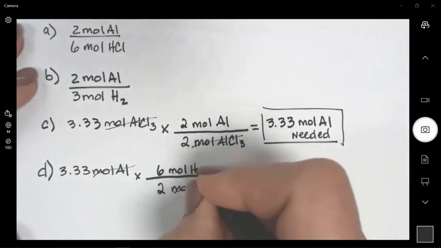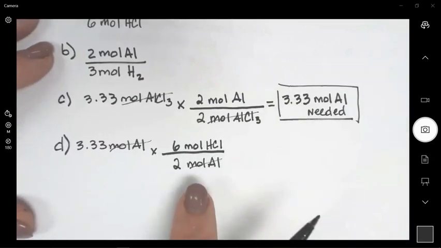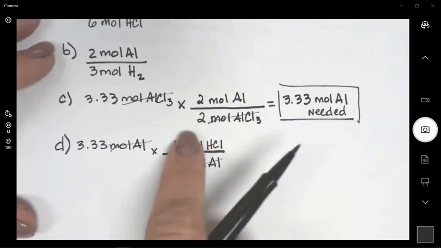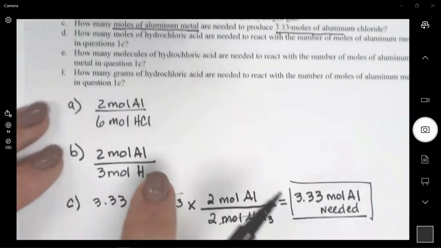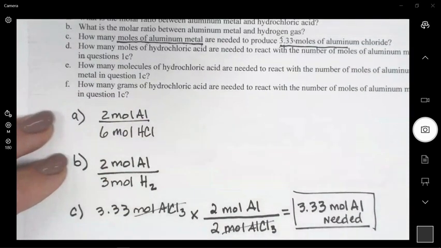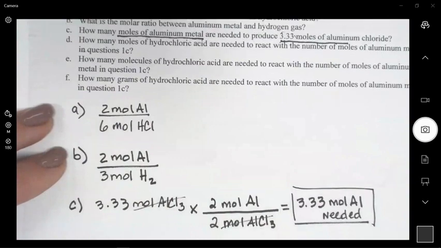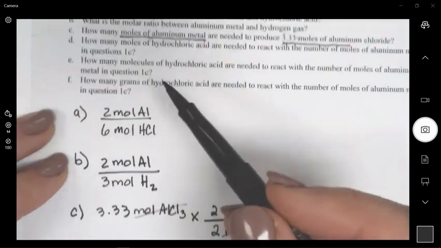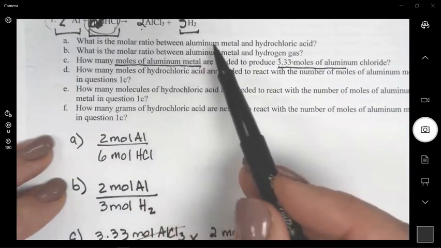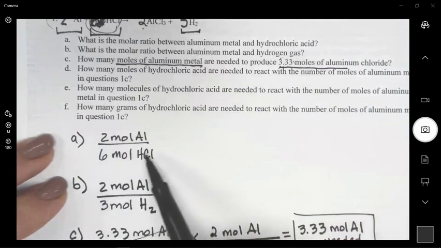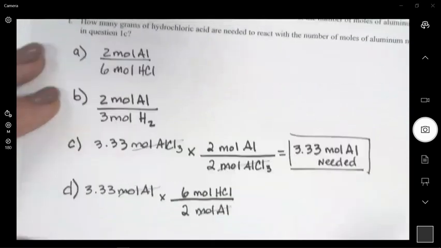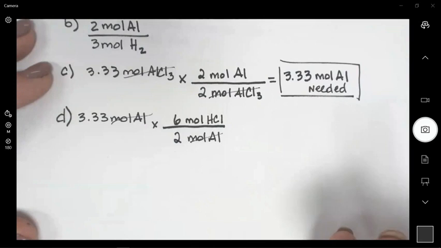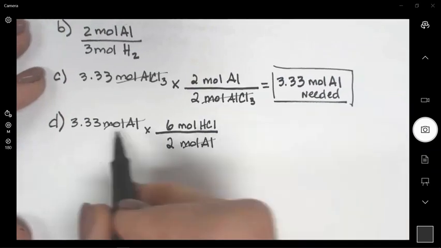of hydrochloric acid. Notice this relationship, conversion factor, is identical to A. You flip it how you need it, right? You just flip it how you need it. We needed the aluminum on the bottom. Here, we follow how it's written. Aluminum and hydrochloric acid, aluminum on top, hydrochloric acid on the bottom. But we can flip that relationship. There's 7 days in 1 week. 1 week is 7 days. You can flip the relationship as you need it.